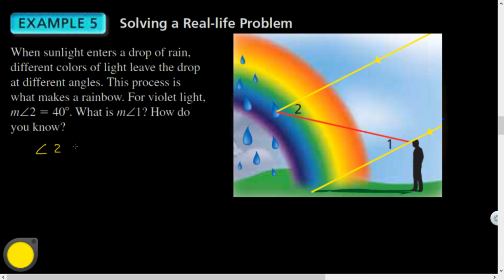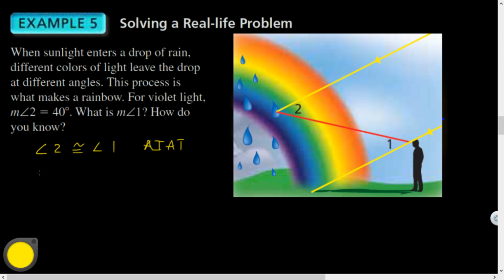I'm going to say angle 2 is congruent to angle 1. How do I know that? Alternate interior angles theorem. Right? They're alternate interior angles. These rays of light are presumed parallel. I know theoretically they aren't.